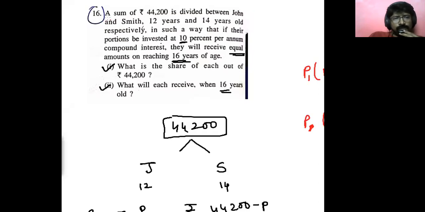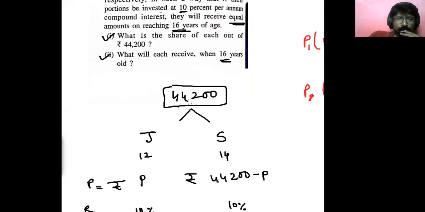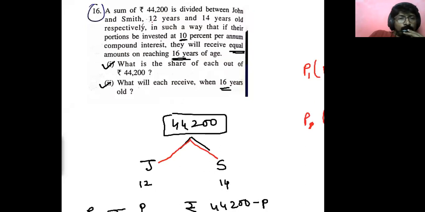Okay, so what is this question? A sum of rupees 44,200 is to be divided between John and Smith. So 44,200 is distributed between these two people. One is John and another one is Smith. Okay, now let's read further. Who are 12 and 14 years old respectively. Matlab John is 12 years and Smith is 14 years.